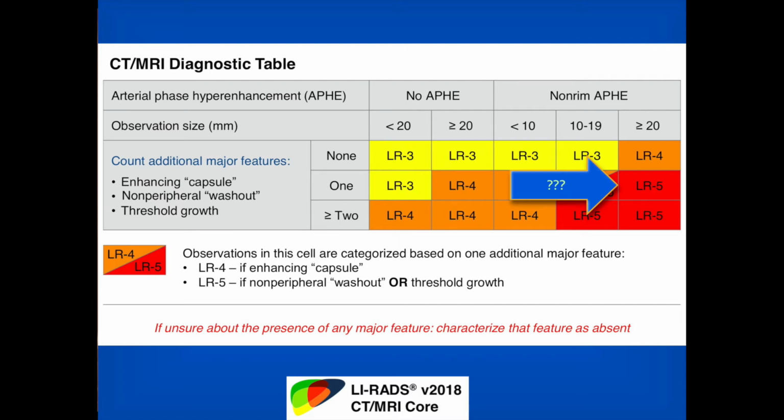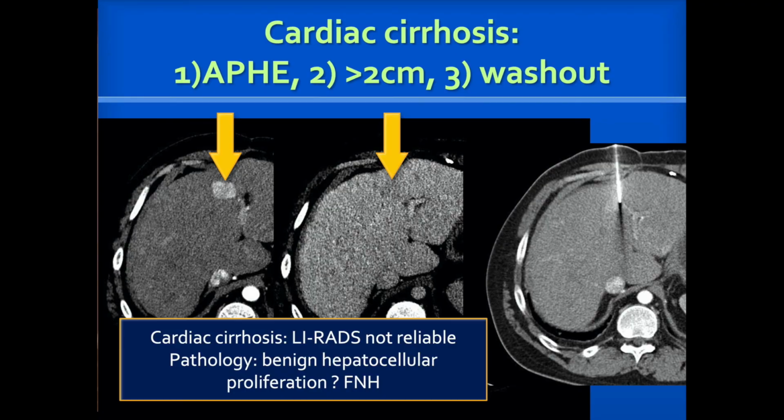However, I mentioned that this is cardiac cirrhosis. It turns out that cardiac cirrhosis is not considered a high risk factor for HCC. It doesn't mean that you can't get HCC with cardiac cirrhosis, but the imaging diagnosis is much less reliable in patients with cardiac cirrhosis. So we don't use LI-RADS in patients with any vascular cause of cirrhosis.